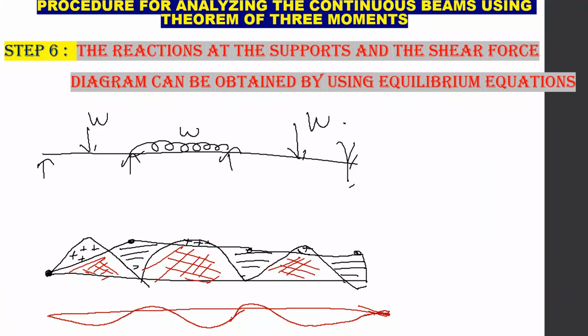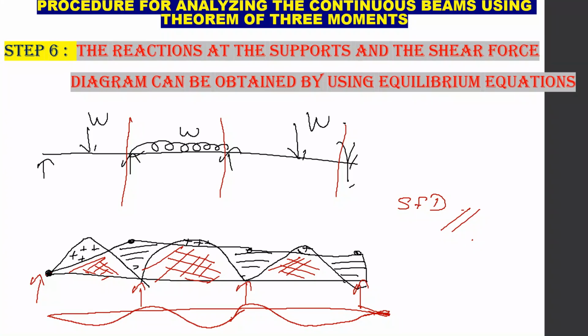Now you can obtain the shear force diagram. Listen, now you have all the moments. By taking sections at the supports and equating the moments, you will get the reactions. You will be able to find all the reactions RA, RB, RC and RD. After finding the reactions, you will be able to draw the shear force diagram. With that, your analysis will be over.